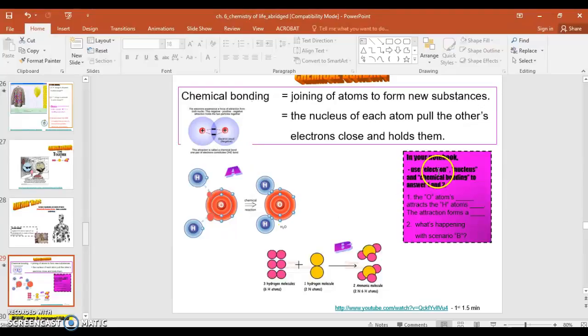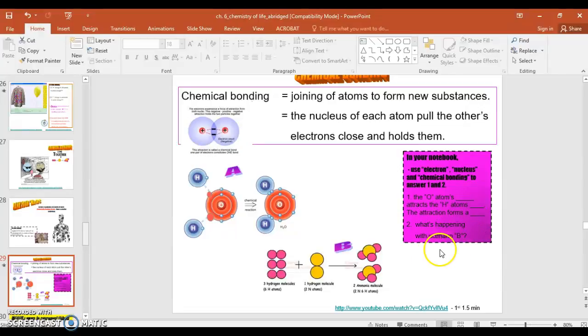The task here is to use the word electron, the word nucleus, and the word chemical bonding to answer these questions. So number 1, it says the oxygen atom's blank. So what of the oxygen atom is attracted to what of the hydrogen atom? What does the oxygen atom have that the hydrogen wants? What does the hydrogen have that the oxygen wants? And you fill in the blank. So you pick electron, nucleus, or chemical bonding for each of those. And then it says the attraction forms a blank. So which one of these words do you want to put in the blank here, right?